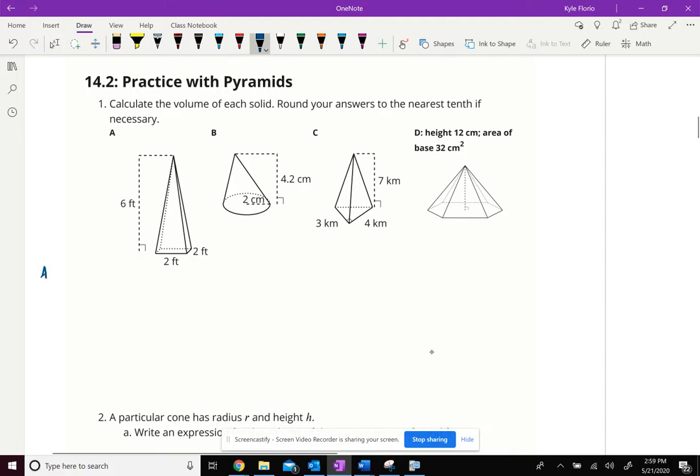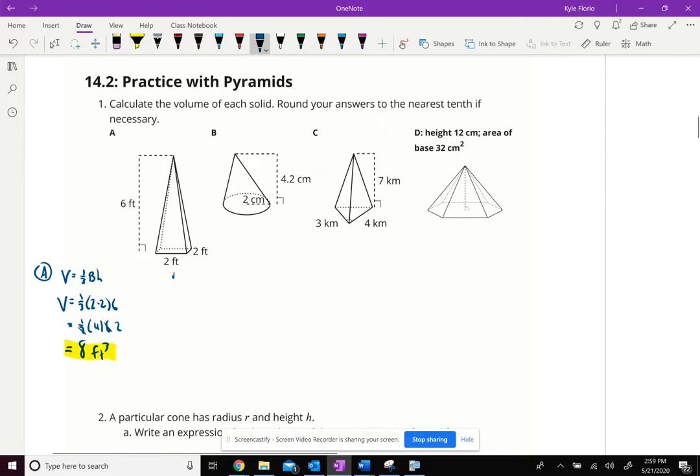So for part A, the volume of a pyramid is 1/3 the area of the base times the height. The base is a square, so it's a 2 by 2 square, and the height is 6. So 2 times 2 is 4. 6 divided by 3, that works out nicely, is 2. 2 times 4 is 8. So this would be 8 cubic feet.